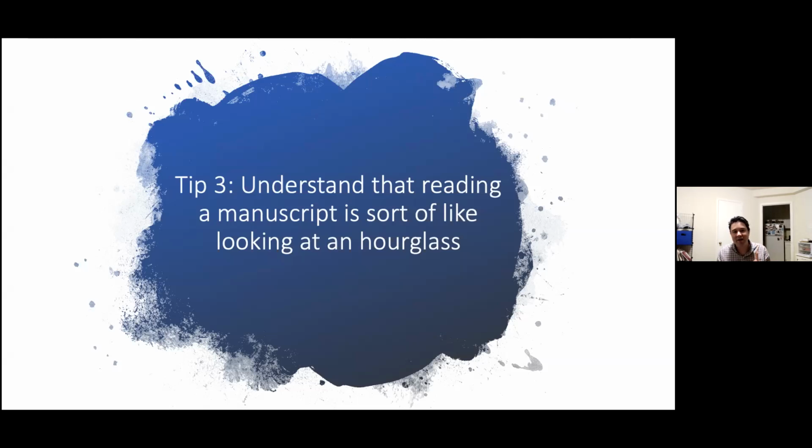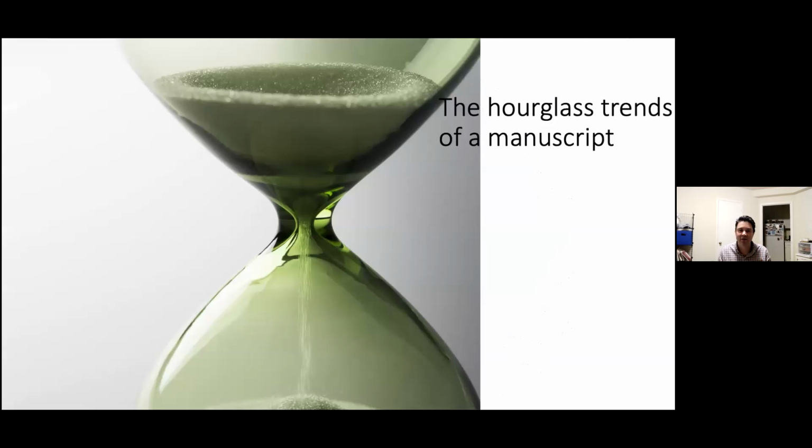My tip 3, understand that reading a manuscript is sort of like looking at an hourglass. Here's an hourglass. And I like to call this hourglass trends of a manuscript. And what this really means is we don't care about what's inside the hourglass, if there's little sand particles or whatever that may be, right? What we're really focused on is the shape of the hourglass.